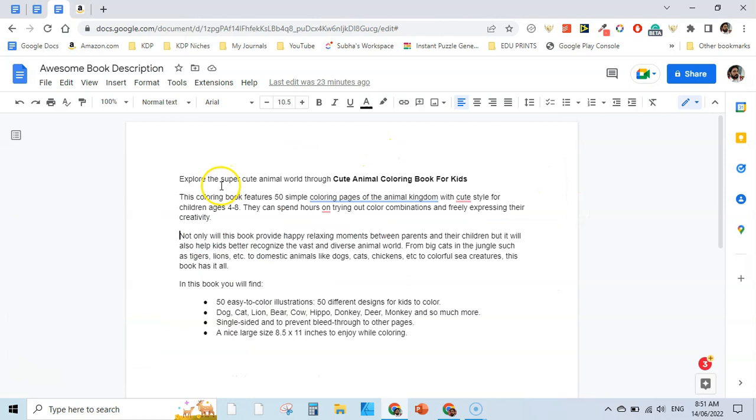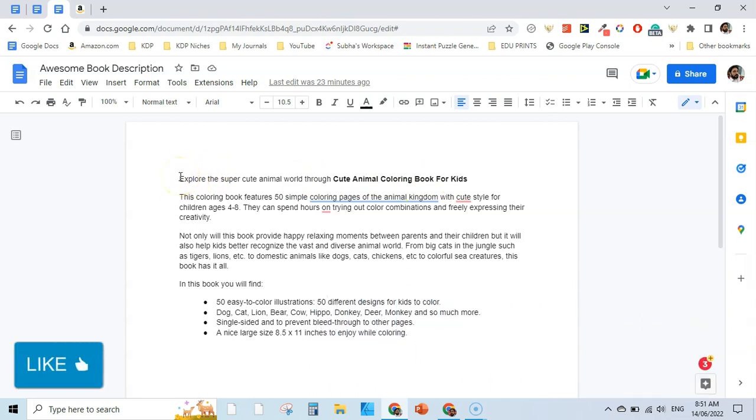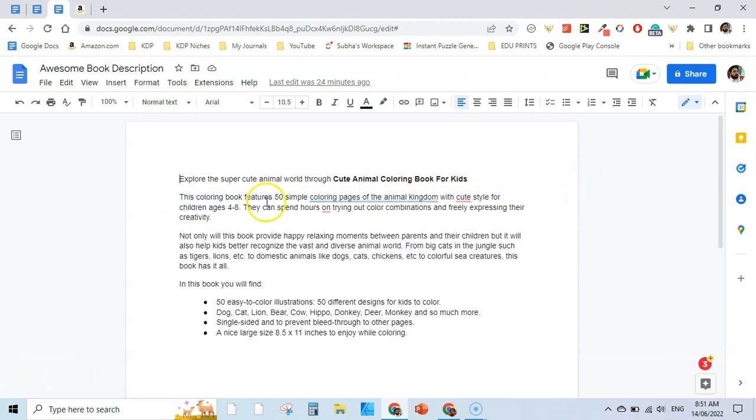You can read here. Explore the super cute animal world through cute animal coloring book for kids. This is the huge outcome or benefit of using this book. It is intriguing or taking attention of your potential buyer. Then it writes on, the coloring book features 50 simple coloring pages of animal kingdom with cute style for children ages 4 to 8. Then it writes, they can spend hours on trying out color combinations. Spending hours, it says that it is going to keep kids busy for hours. So this could be another benefit of this one.